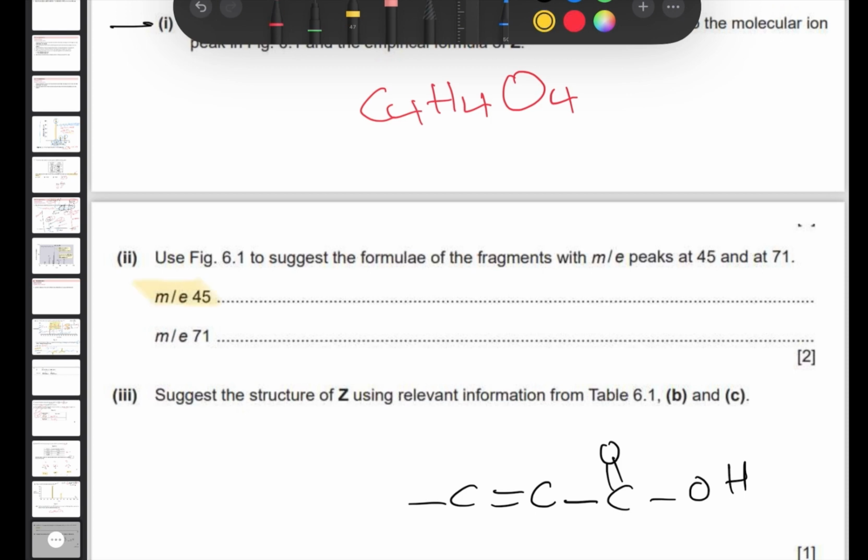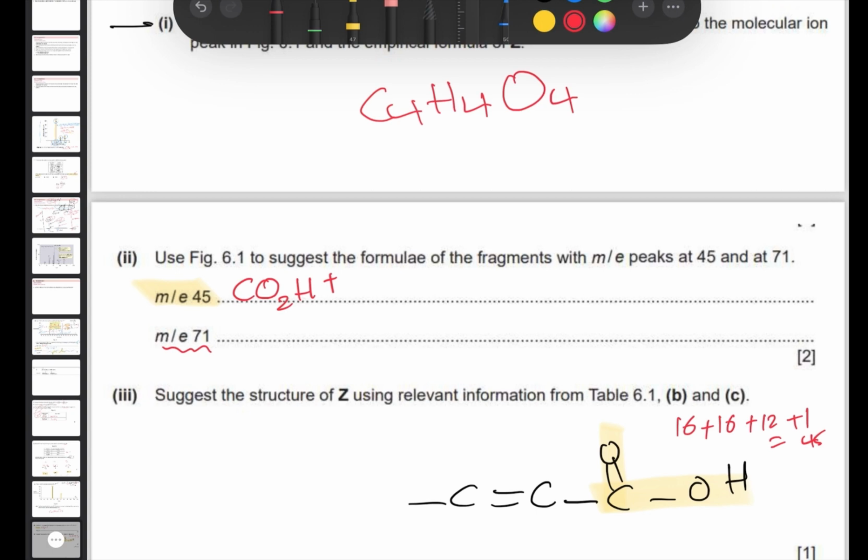Okay, what does it represent? If we use your calculator, by the way, and then calculate the fragment in here, the carboxylic group, 16 plus 12 plus 1, then it equals to 45. Then I can say, yeah, it's CO2H positive. Okay.